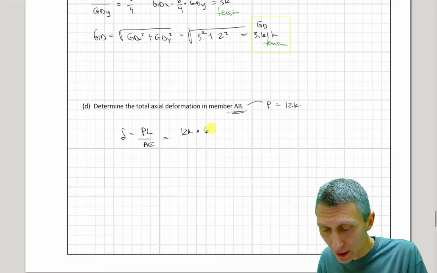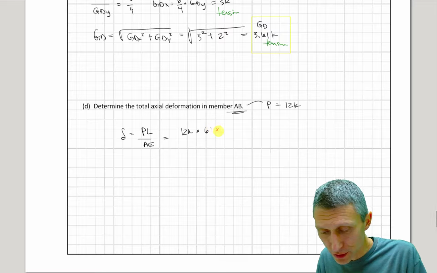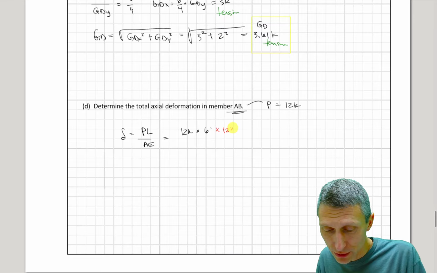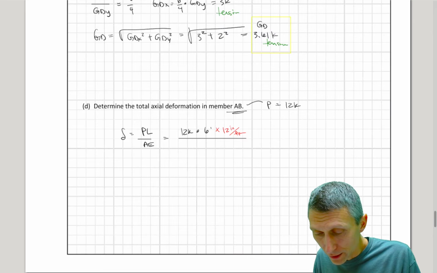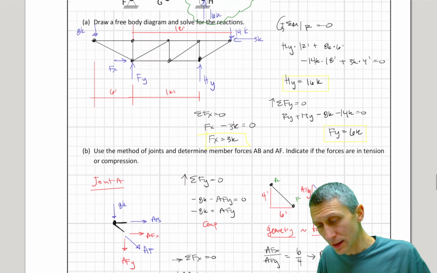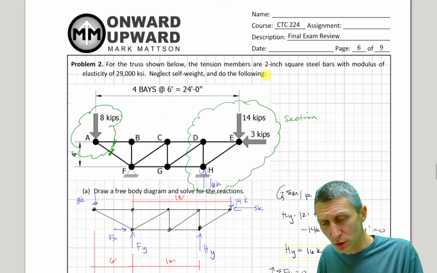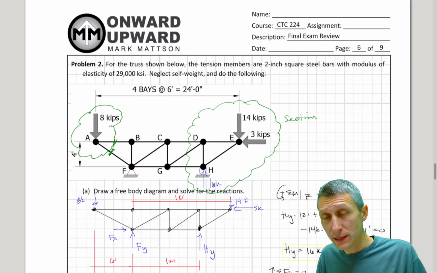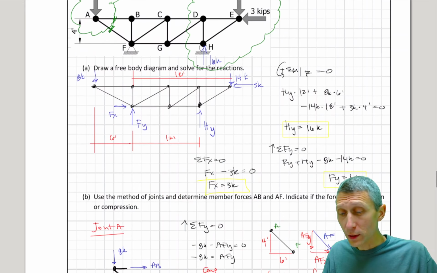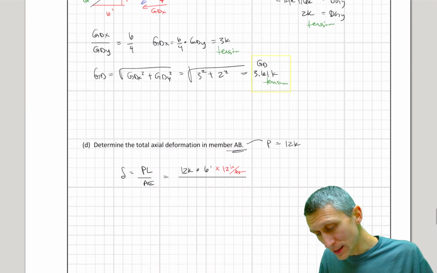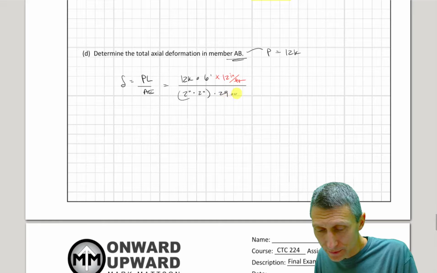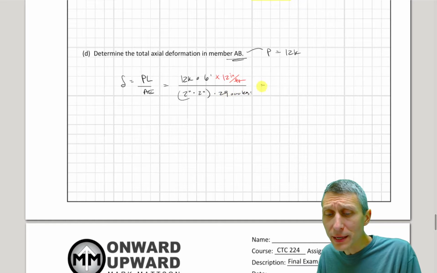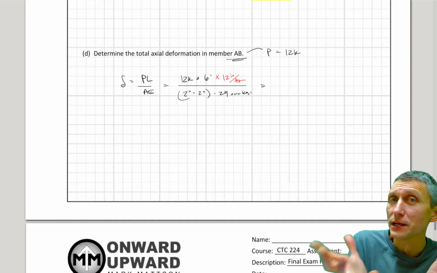It's 6 feet long, so times 6 feet. I need to do some conversions here. Typically, I'm going to find these in inches, so inches per foot. Okay, and then I'm going to divide it by the area. The area of these bars, I think we said in the problem they're 2 inch square, and a modulus of elasticity of 29,000. So when you get to questions like this, don't miss them. Don't miss them, because 2 inches times 2 inches, right, times 29,000 PSI. Don't miss these questions because these questions are the plug and chug questions.